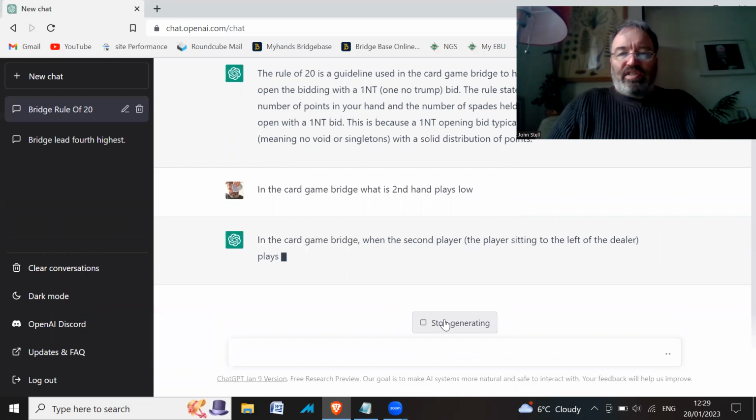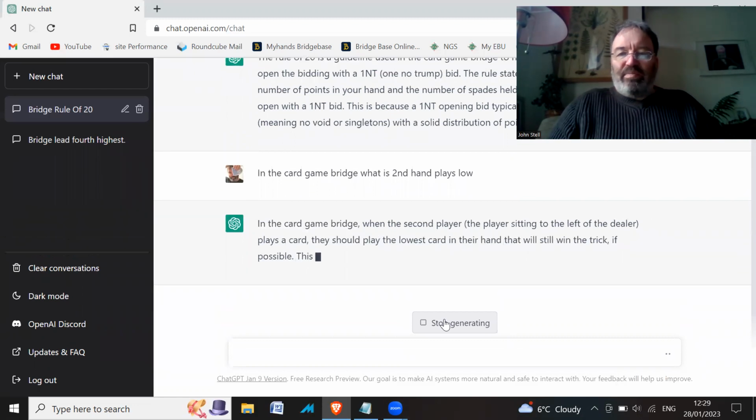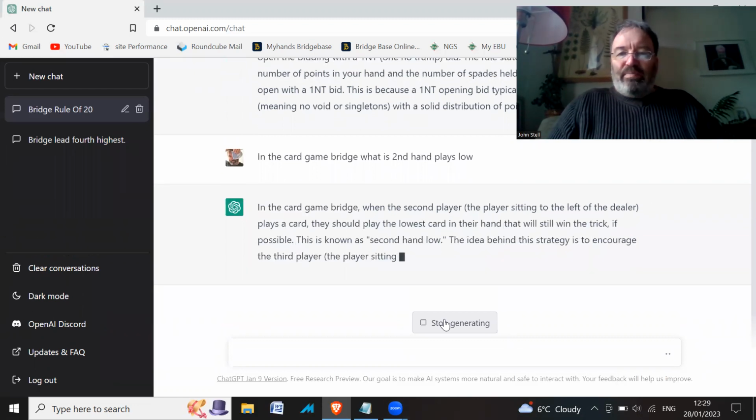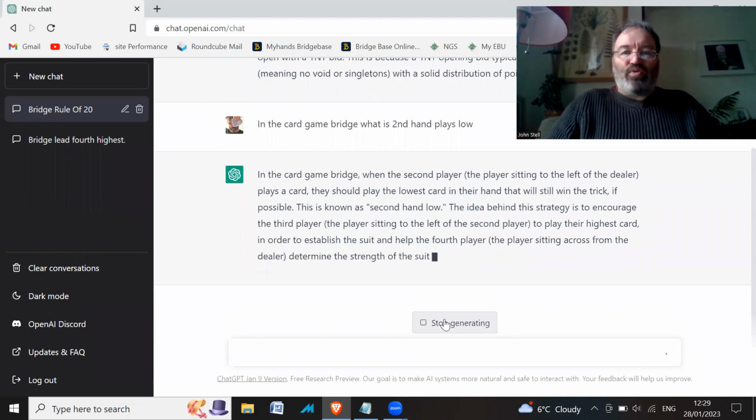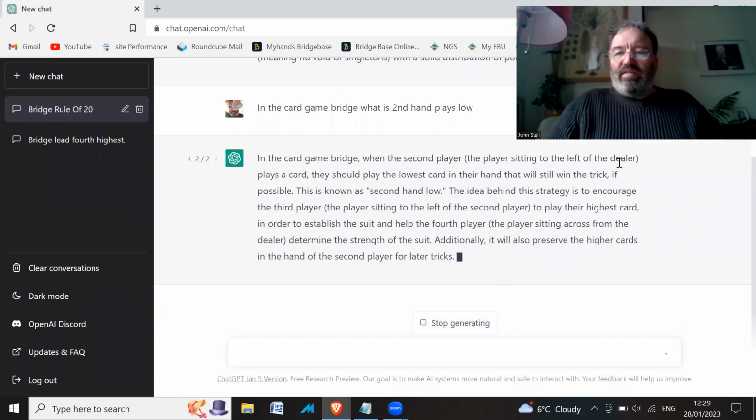The card game bridge when the second player, the player sitting to the left. No, it's on about this. The player sitting to the left of the dealer, and that's just not. The dealer is irrelevant. I think it means, I mean, the word declarer might be better, but still, that would still be wrong because it could be the dummy even. Okay, but it would be a defender. You'd be a defender.